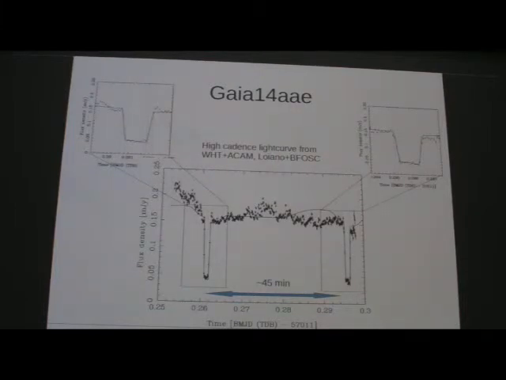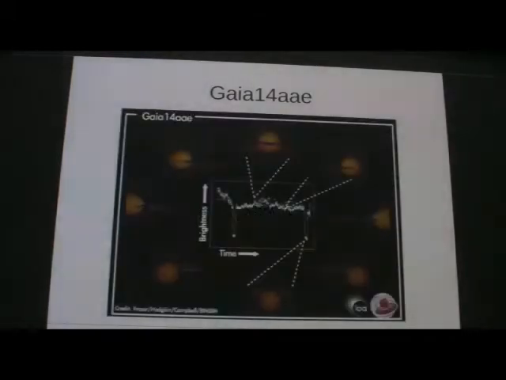And what you see is every 45 minutes, the light you see from the star dips completely, then comes back up, dips again, comes back up. So this is an eclipsing system. And this is really exciting because this is the first known eclipsing helium-rich, hydrogen-free cataclysmic variable, and the first totally eclipsing helium-rich CV.